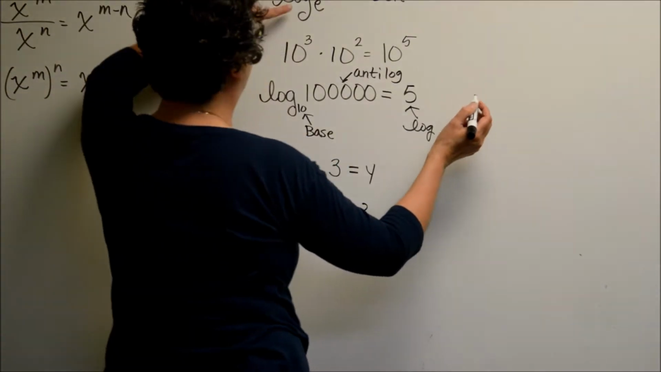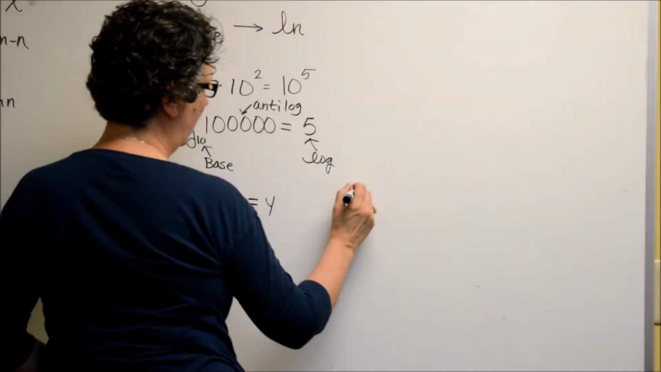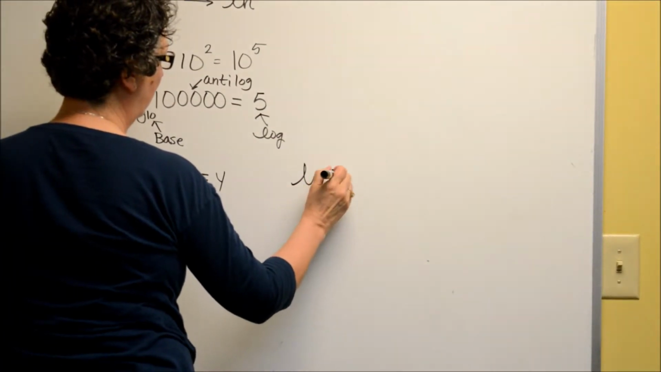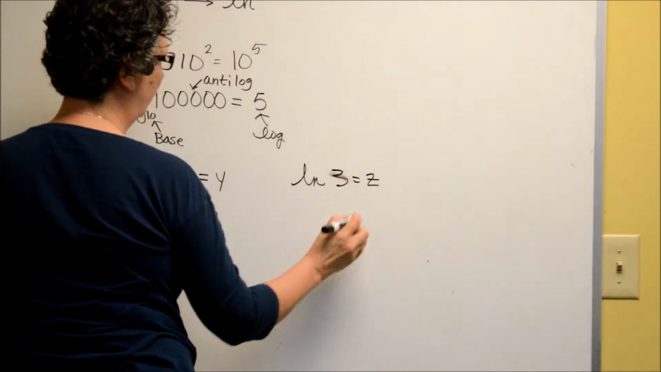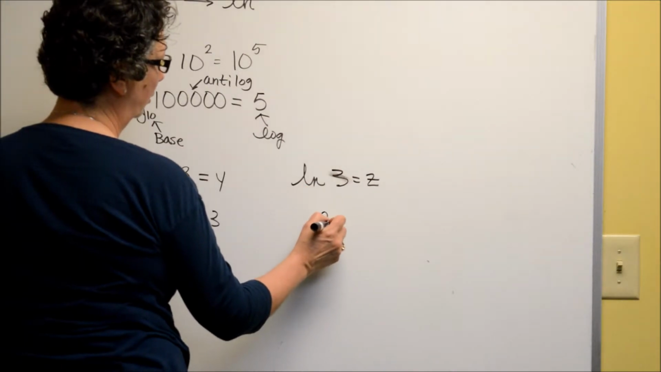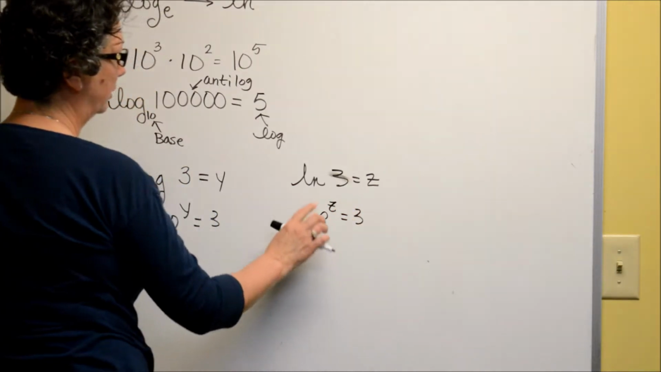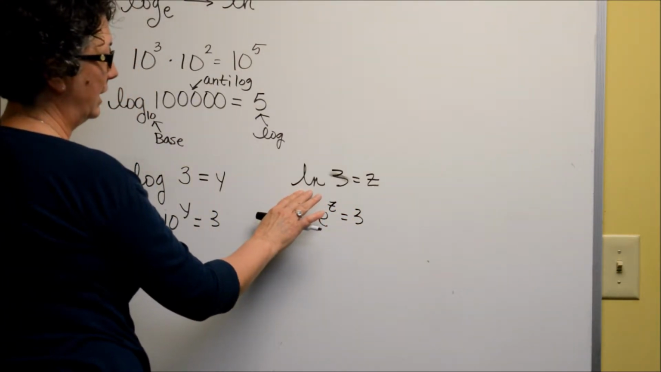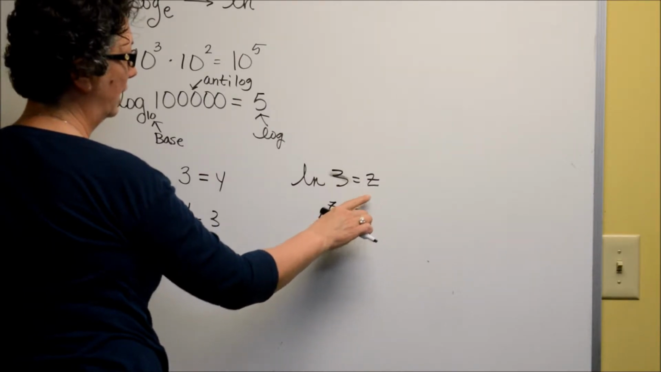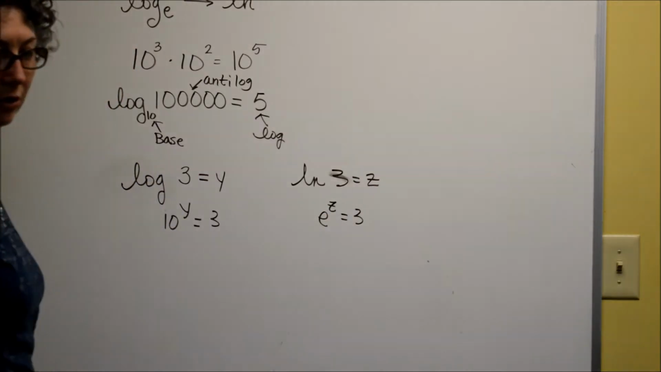The other base is base E. So we could do the same thing here. The natural log of 3 is some number. You're looking for the number that you raise E by to get 3. So on your calculator, you're going to punch the natural log button and the 3. It's going to give you an answer, and that is the number that you raise E by to get 3.